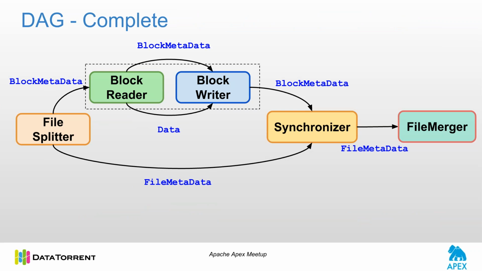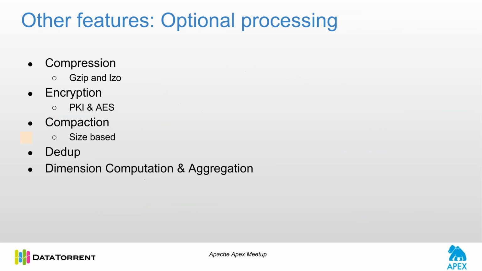So the whole DAG looks something like this. You have the file splitter, block reader, writer, synchronizer, same as it was, and then you have the FileMerger. The other features that are typically there are gzip and LZO compression, encryption using PK and AES, compaction, and the optional processing of dedupe and dimension computation. So these are the features we have in a utility called DT Ingest.